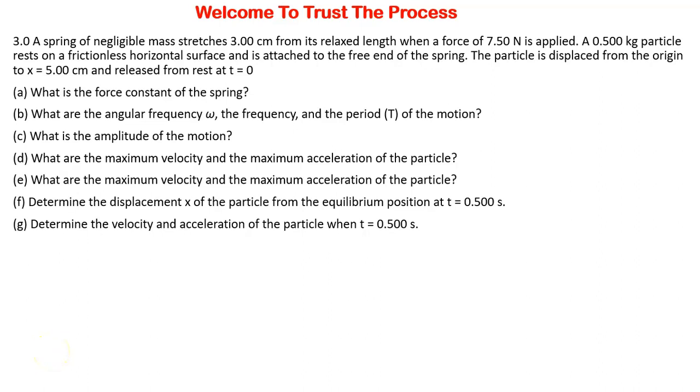In this video, we'll be talking about question 3 of tutorial sheet 2, PHY 102. The question reads, a spring of negligible mass stretches 3.00 centimeters from its relaxed length when a force of 7.50 Newton is applied. A 0.500 kg particle rests on a frictionless horizontal surface and is attached to the free end of the spring. The particle is displaced from the origin to x is equal to 5.00 centimeters and released from rest at t is equal to 0.